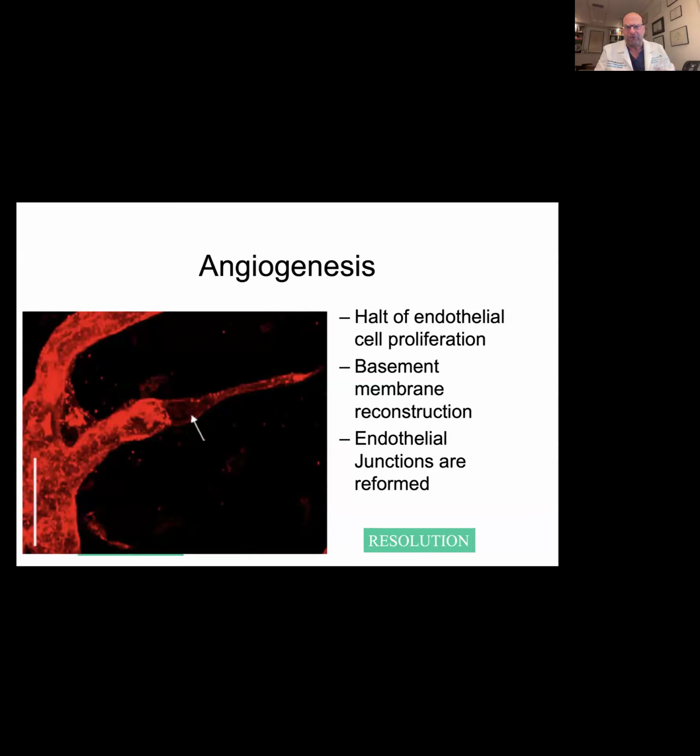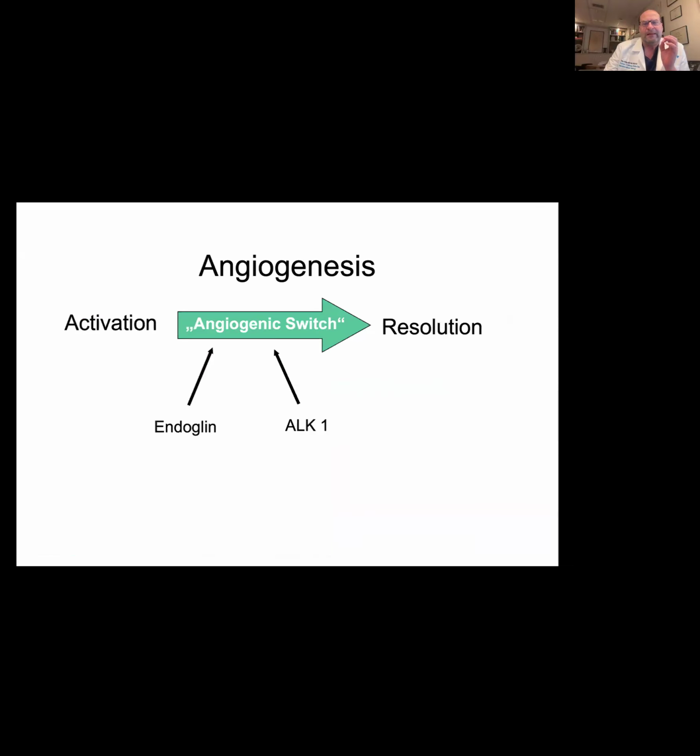And why do I discuss so much about these different phases, the activation and the resolution phase? The reason for this is that the so-called angiogenic switch, that shifts the proliferating component into the more stabilizing component, i.e., from the activation to the resolution phase, is mediated by the gene products endoglin and ALK1 that are deficient in patients with brain AVMs.